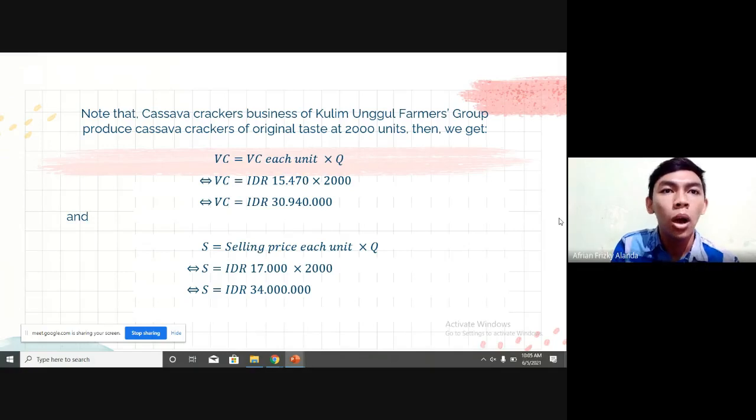And then S here is the selling price of each unit times Q, where the selling price of the cassava crackers original taste is 17,000 rupiah times Q. Q here is 2,000 units, and we get the selling price of 2,000 units of cassava crackers of original taste is equal to 34 million rupiah.